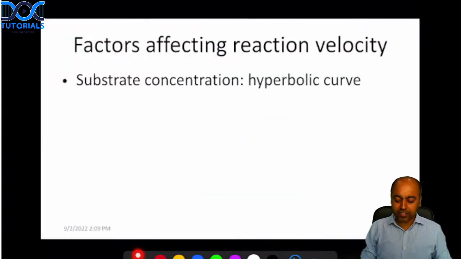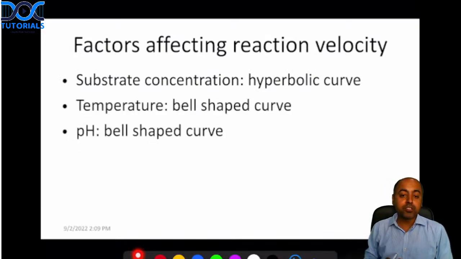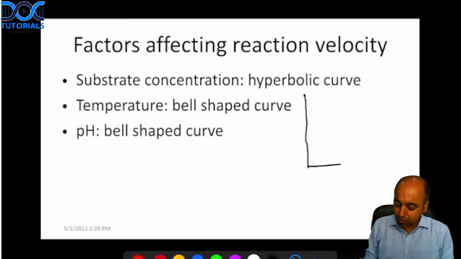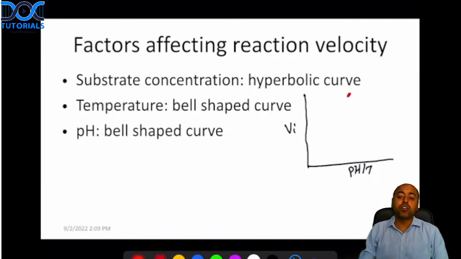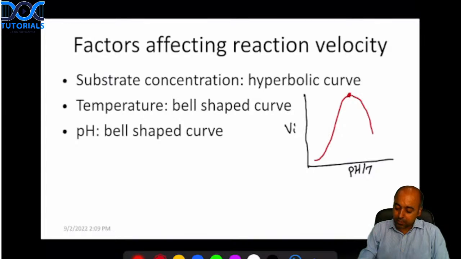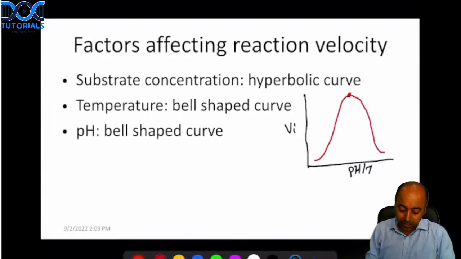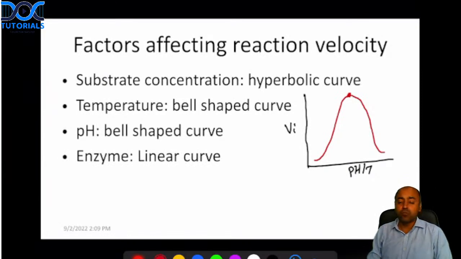So factors affecting reaction velocity: substrate concentration, we saw the hyperbolic curve. For temperature and pH, we get the bell-shaped curve. I'm sure you know this. If you look at the pH and temperature, we have this optimum pH, optimum temperature, where we get the Vmax. But away from that, there is a sharp decrease, so we get the bell-shaped curve. And for the enzyme concentration, we already said we get the linear curve.